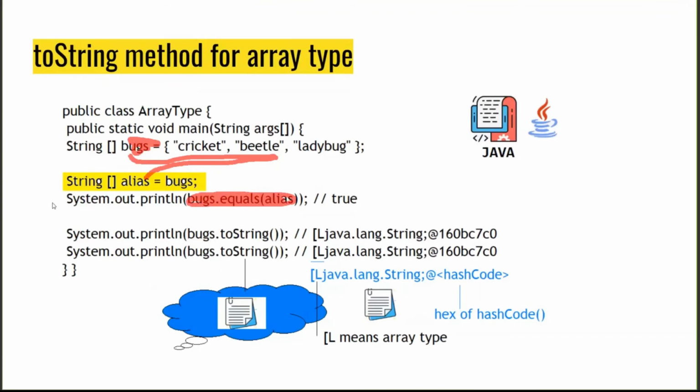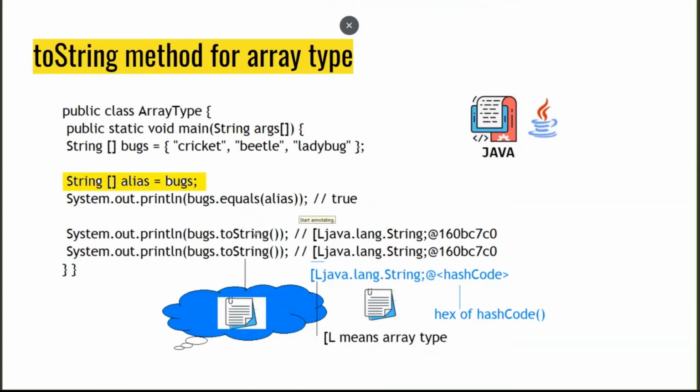We are comparing the address, so it will return true. But when you print only bugs, you know what happened? When you print bugs, it will call the bugs.toString method. This is a typo. Actually, I want to write box, only bugs, and bugs.toString. Both are the same. So you know how it prints?